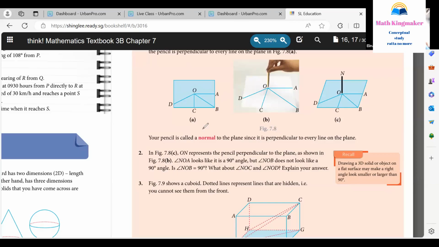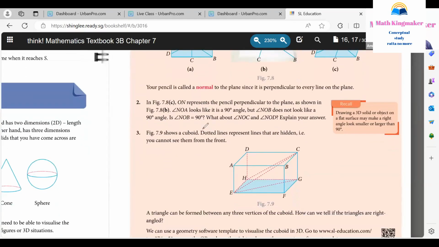So NOA looks like a 90 degree angle, but NOB doesn't look like a 90-degree angle. Is NOB 90? Yes, NOB is 90 actually. What about NOC? NOC is also 90 and NOD is also 90. Because it is a normal to the plane and the lines are on the plane, they are perpendicular angles. So that is the explanation for this question.